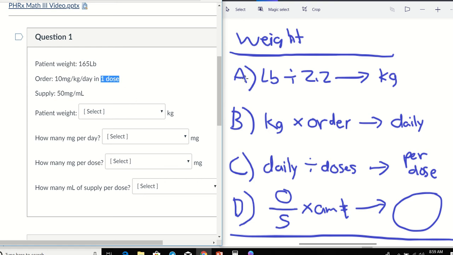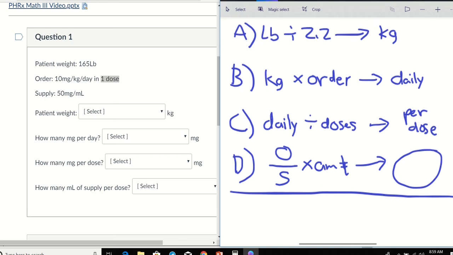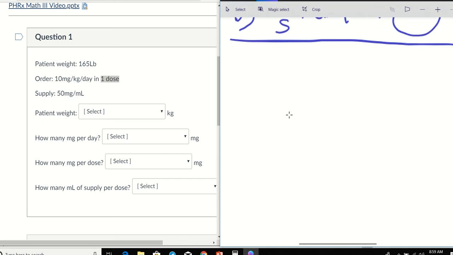So we're going to do steps A, B, C, and D for this example, and then we're going to do it for question 2 as well. The supply here is 50 milligrams per ml. So for math 2 and 3, you already know how to do order and supply problems. All right, so let's do this problem for our first example. Order and supply: order divided by supply and times what? The amount, if there is an amount.